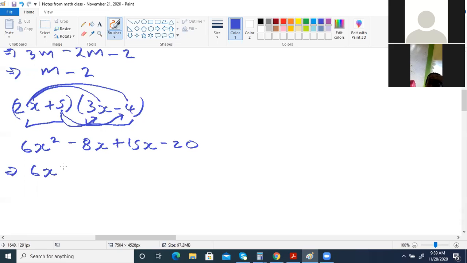So you're right about the 6x squared. This becomes a positive 7x. Then this is minus 20. And you finish.